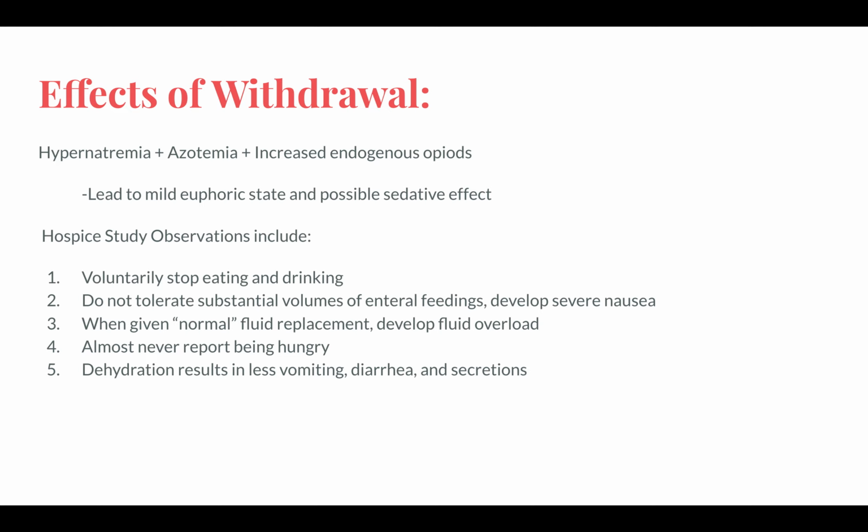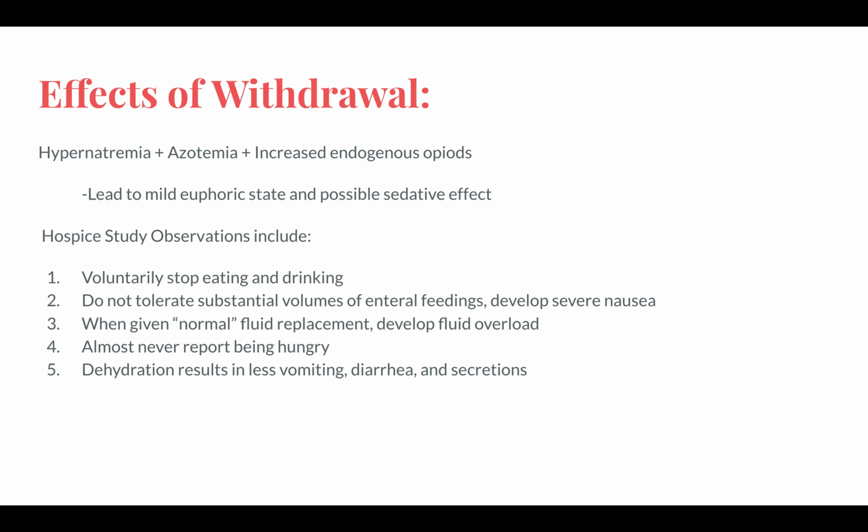These are observations listed from a hospice study: patients at the end of life usually voluntarily stop eating and drinking, and they do not tolerate substantial volumes of enteral tube feeds and develop severe nausea. So when the patient is nearing end of life, even if we continue to try to give them their normal volumes of tube feedings, they don't tolerate them well, and it can lead to more distress with nausea.